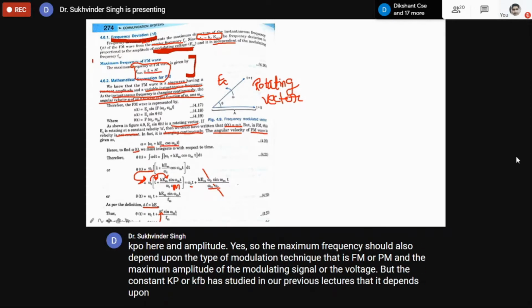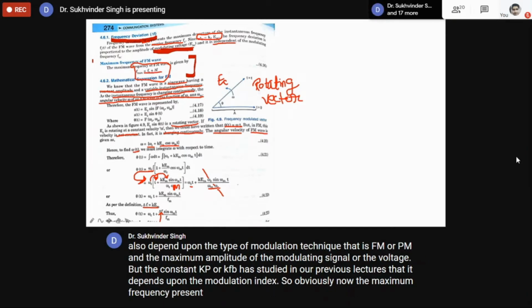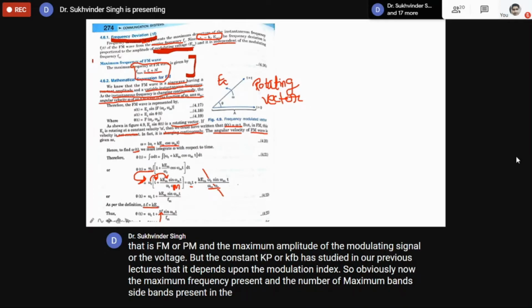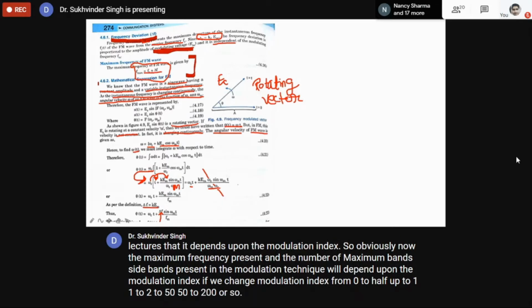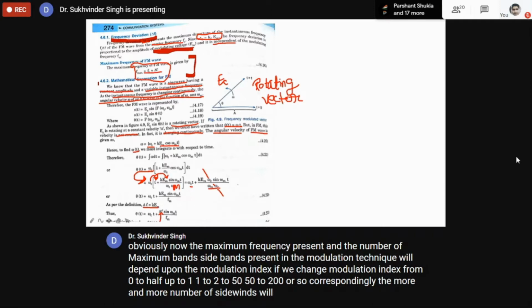Further, the constant Kp or Kf we have studied in the modulation index. So obviously the maximum frequency present and the maximum number of side bands present in the modulation technique will depend upon the modulation index. If we change the modulation index from 0 to half, half to 1, 1 to 2, 2 to 50, 50 to 200 or so, correspondingly more and more side bands will occur and they will have appreciable magnitude.